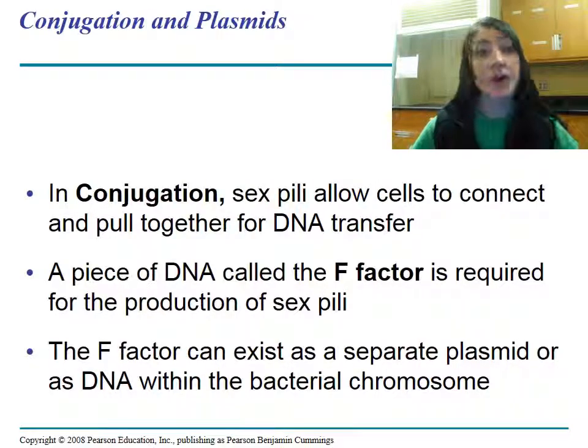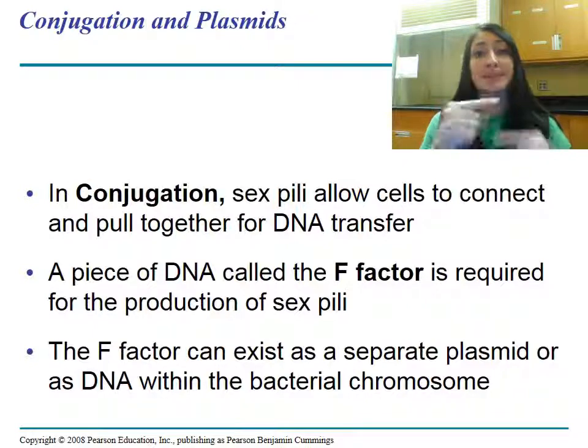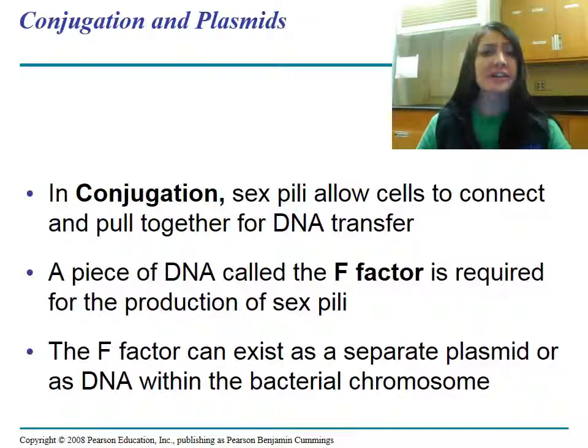Prokaryotes can also go through conjugation to get genetic diversity. In conjugation, you have a sex pili that allows two cells to connect and pull together, and then you can swap DNA doing that. A piece of DNA called the F factor has to be present in order for a sex pili to form. The F factor can exist as a separate plasmid or as DNA within the bacterial chromosome, and we're going to see a picture of what I'm talking about.